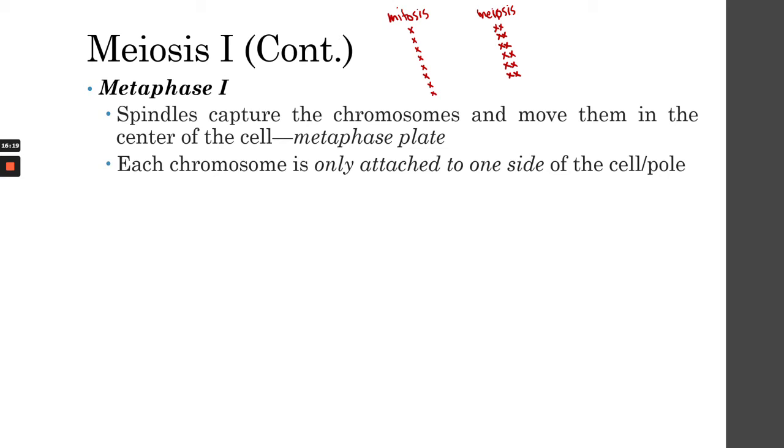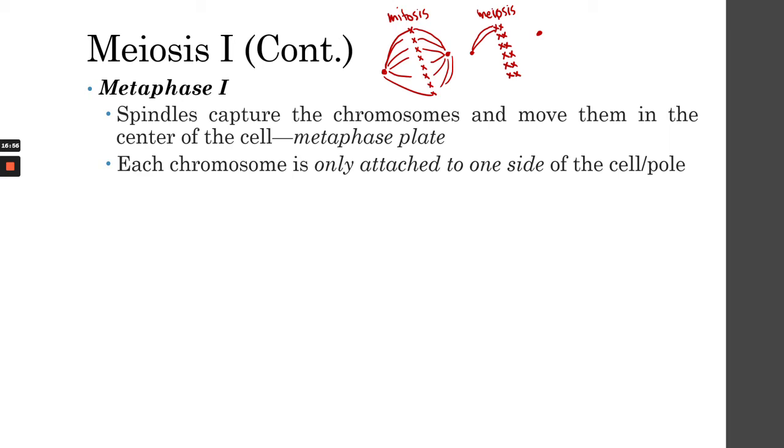And moreover, this is very important: each chromosome is only attached to one side of the cell. Remember in mitosis when we have centrosomes, when they attach, it means a single chromosome is attached to both. But for meiosis, only one of the chromosomes is actually attached to one of the centrosomes.